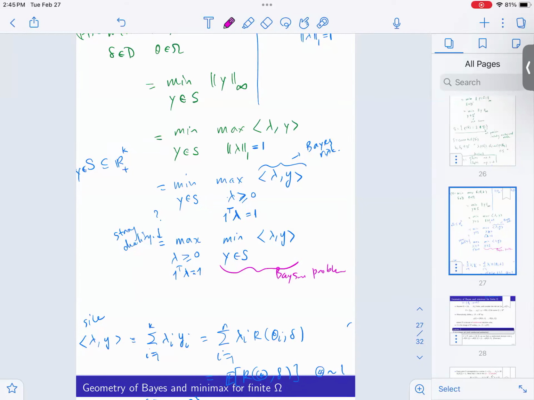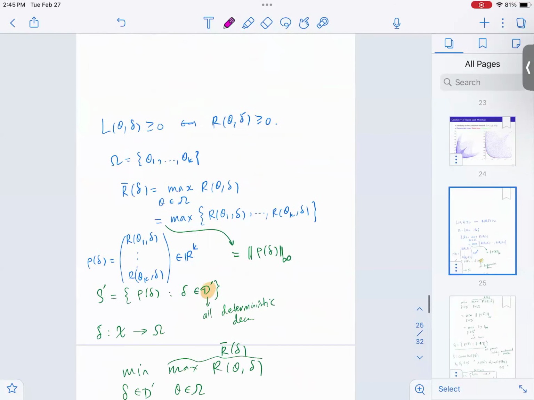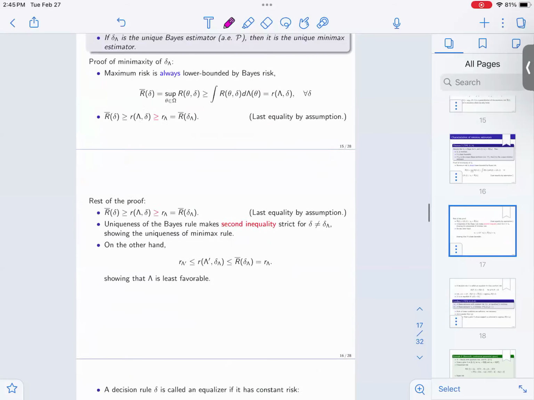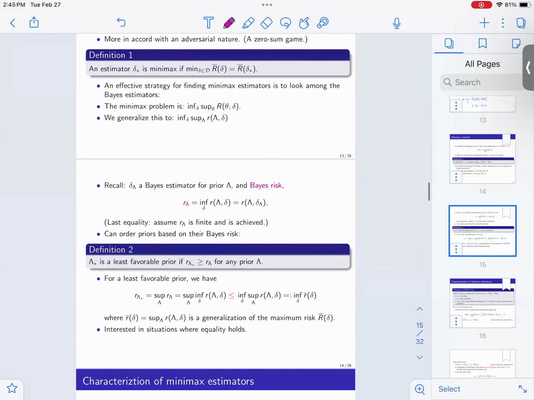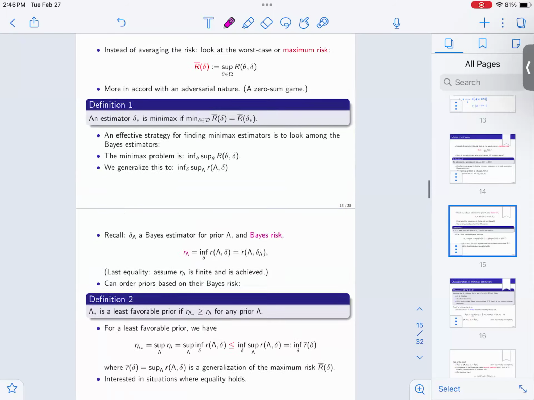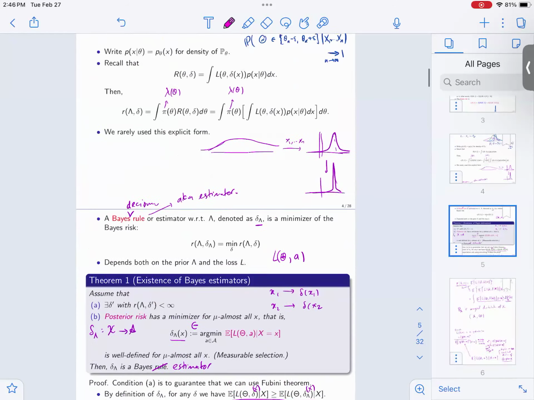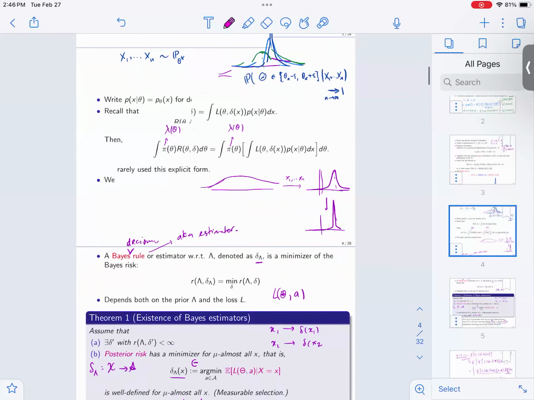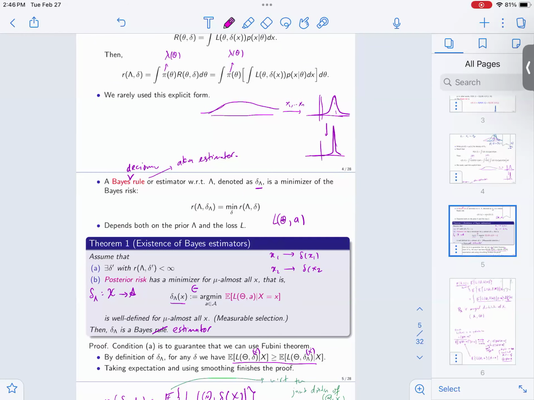So what this result is saying is take a prior, solve the Bayes problem. So find a Bayes risk. So this is the Bayes risk for that. So in previous notation, it's like our lambda, or we go back up. Yeah, so this was our Bayes risk, the notation for Bayes risk. Go back further up. Yeah, so this was our notation. So this is the Bayes risk associated with prior lambda.